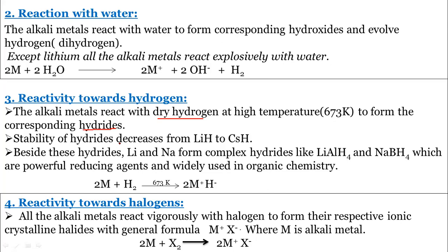The stability of these hydrides decreases from lithium to cesium. So lithium forms lithium hydride, sodium forms sodium hydride, potassium forms potassium hydride, then rubidium forms rubidium hydride. So the stability of these hydrides decreases from lithium to cesium. Besides these hydrides, lithium and sodium form complex hydrides.